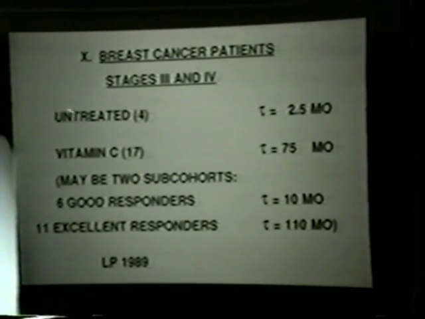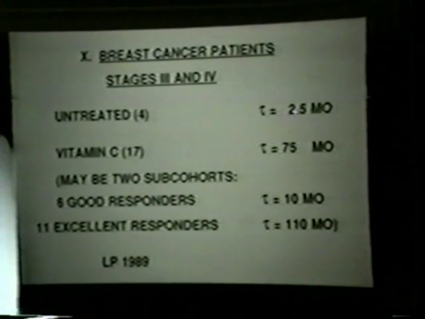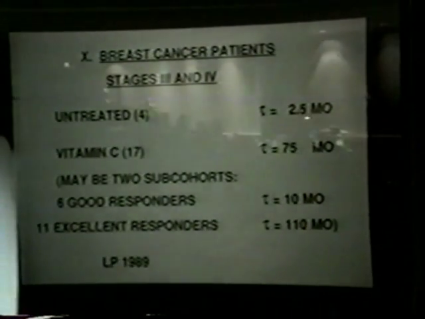Four of them refused the vitamins and minerals, mainly vitamins. Tau equals 2.5, that's the length of time during which essentially half the patients will have died. Vitamin C, 17, 75 months. 2.5 months, 75 months.